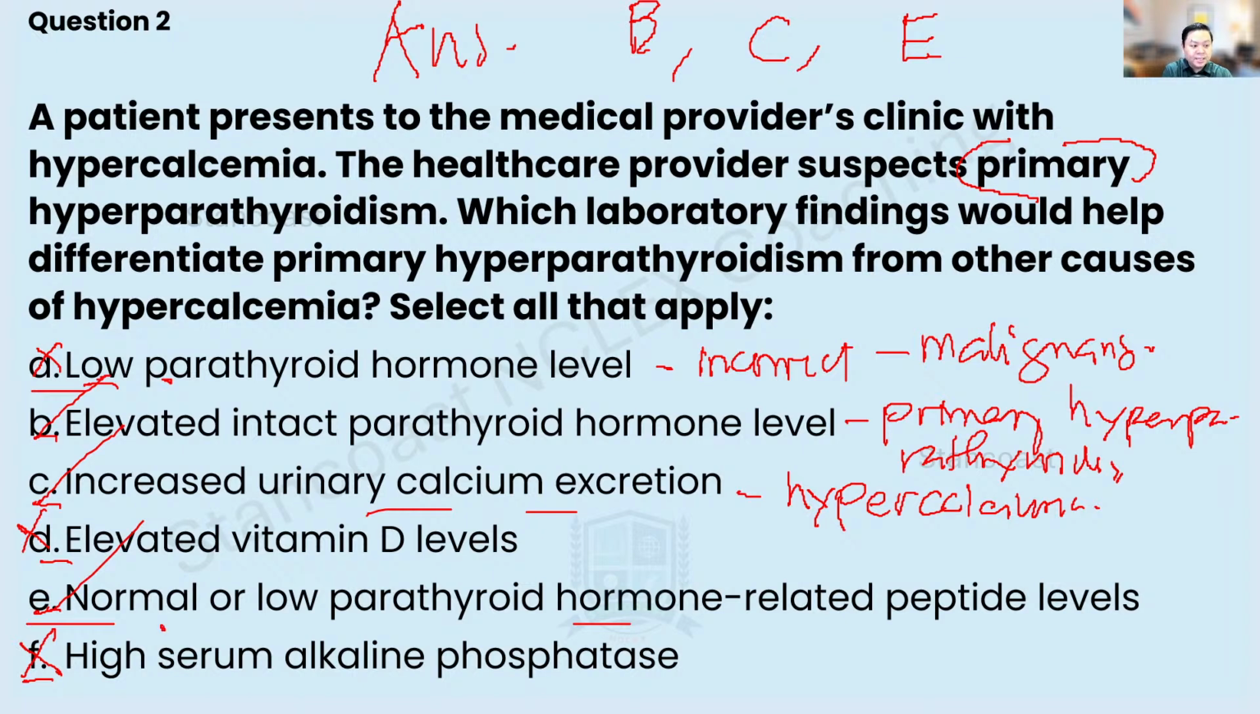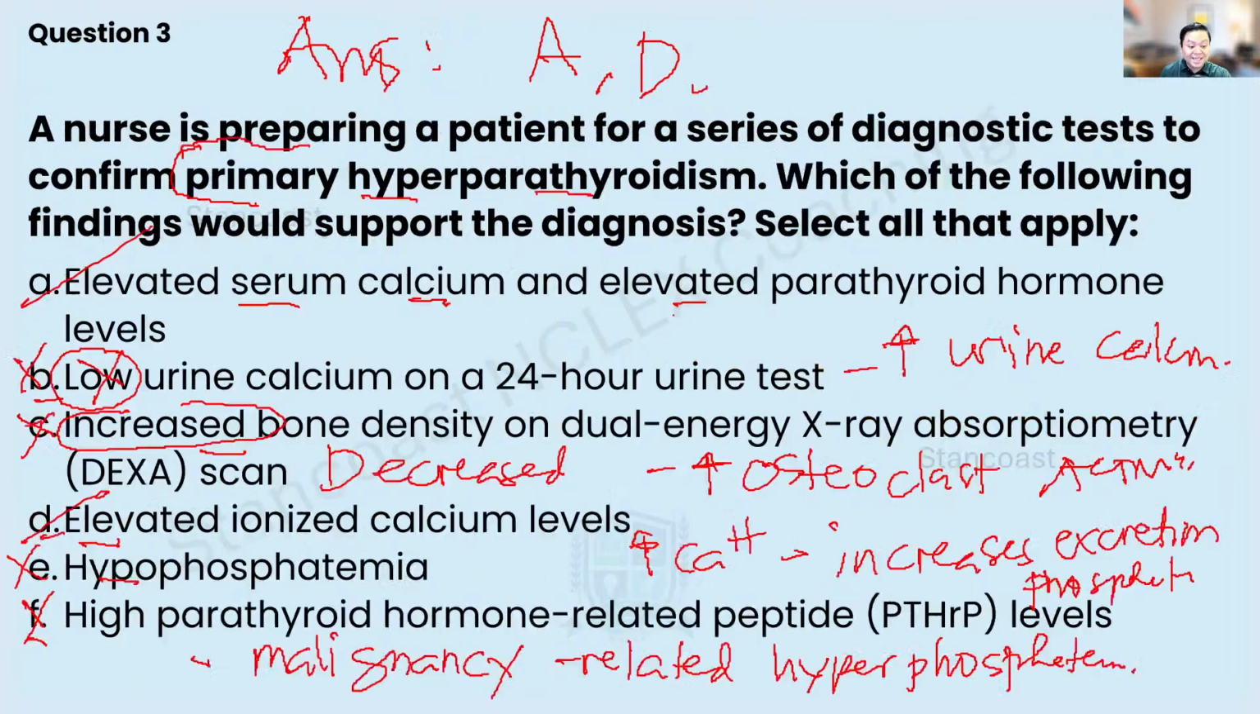If you answered letter A, low parathyroid hormone level, this is not going to differentiate. This is not going to be a specific test. So that's why we are not selecting that one.